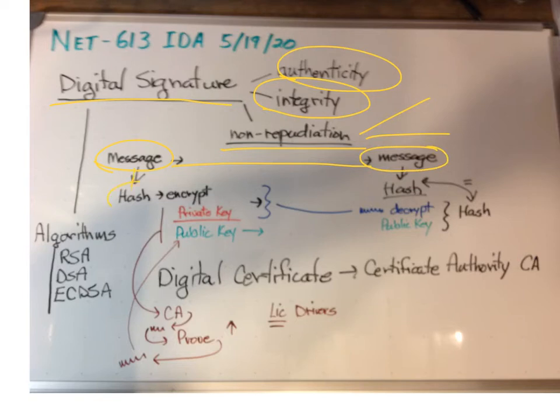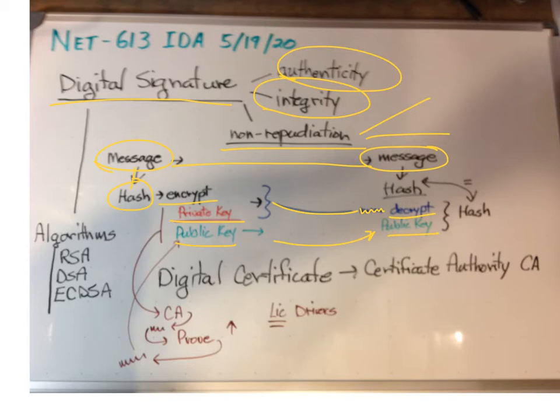Then I can hash the message and encrypt it with my private key. Send that information over. On the other end, they've got this digital signature. They can decrypt it with the public key, right? You have to share the public key, or it needs to be shared with a digital certificate.